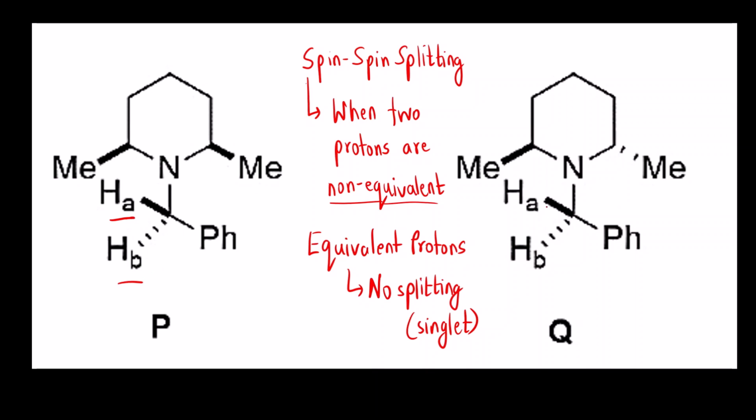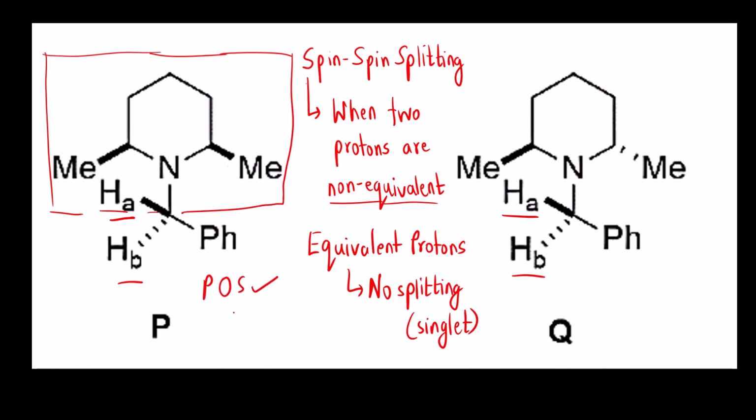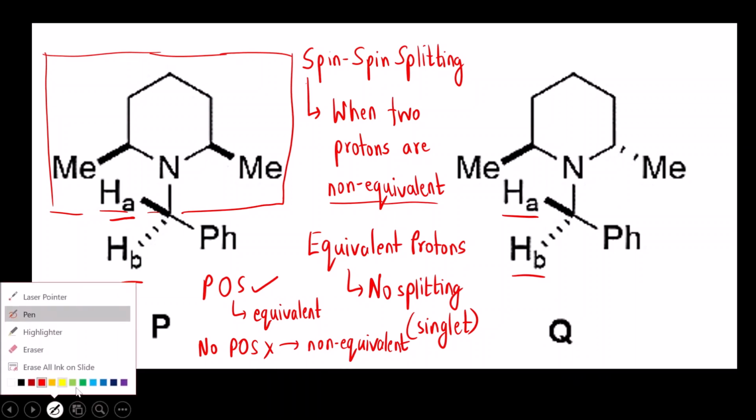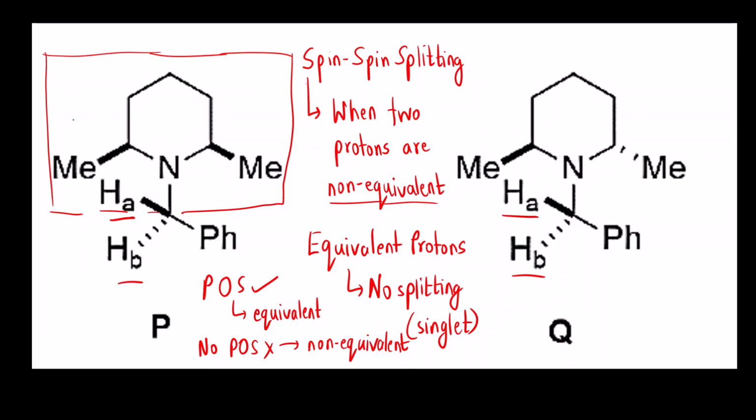Here we are talking about HA and HB in both the molecules. So what we do is, we draw a plane across the molecule. If this is a plane of symmetry, then the protons are equivalent. If there is no plane of symmetry, plane of symmetry is absent, then we say that they are non-equivalent. Now let us see whether this is a plane of symmetry or not. What is the meaning of plane of symmetry? The groups on either side of the plane are exact mirror images of each other.